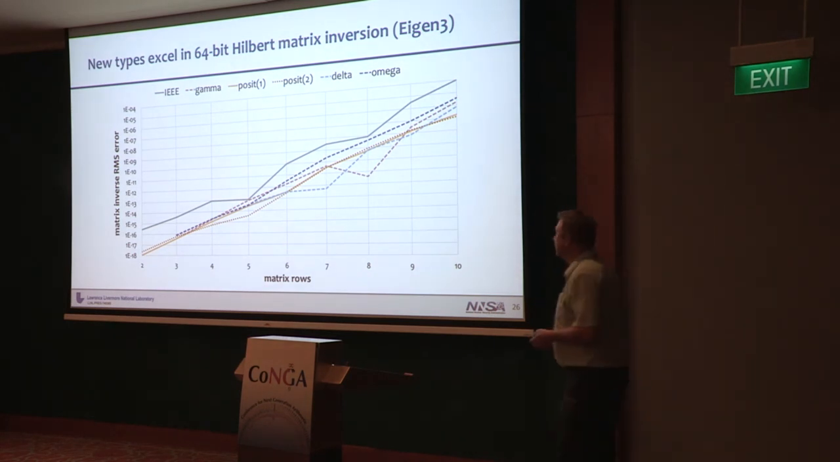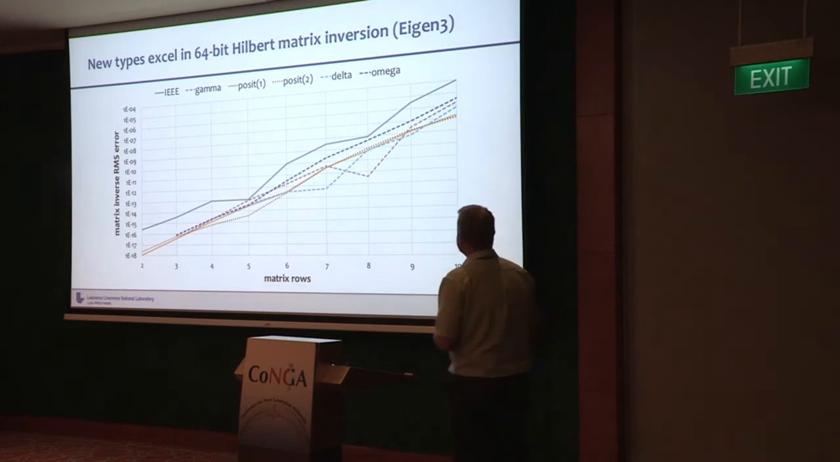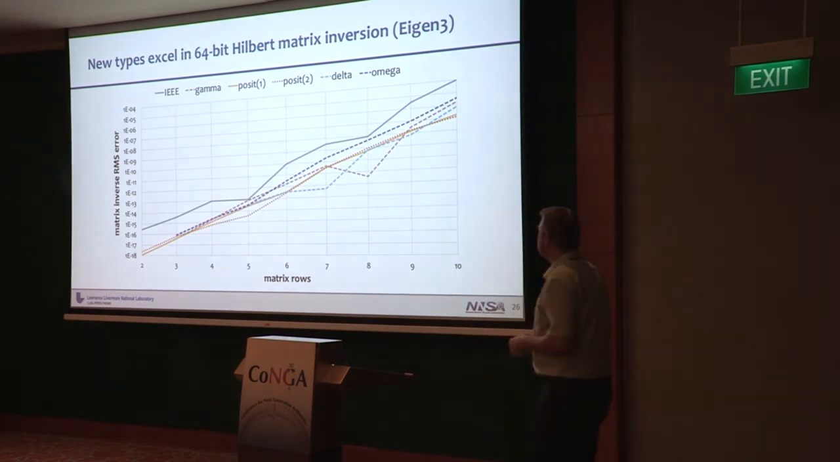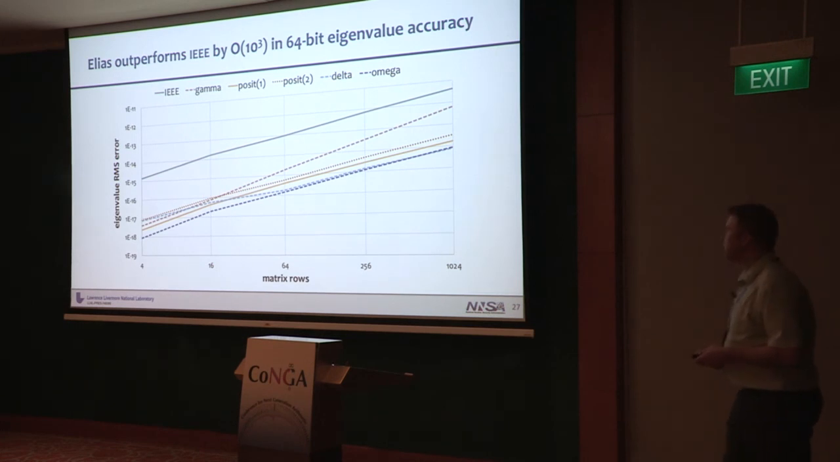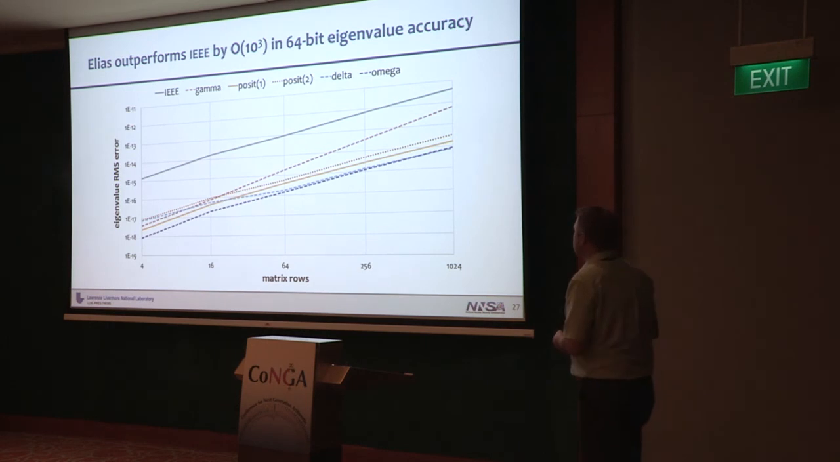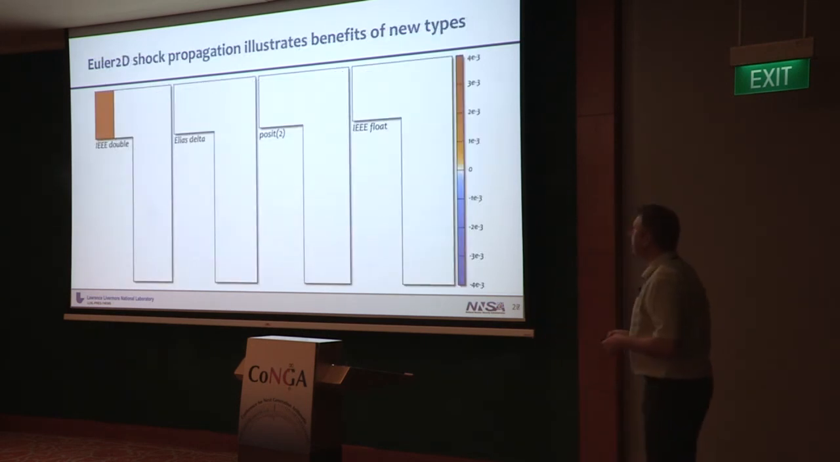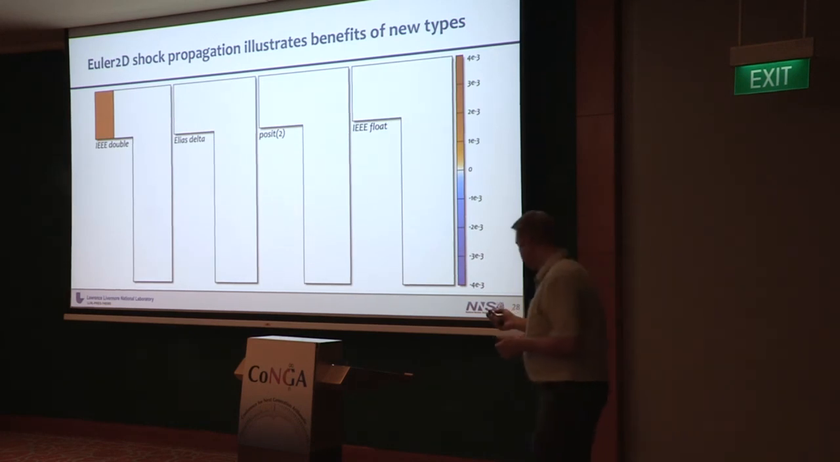We looked into matrix inversion, so we inverted Hilbert matrices, which are horribly ill-conditioned and really difficult to invert. What we're seeing here is that even for small matrices, the errors creep up fairly quickly. IEEE did worst among all of our types that we tested. The other ones did better. We looked at eigenvalue solvers, and what we're seeing here is that, once again, IEEE does about 3 orders of magnitude worse than these other representations. In this case, the Elias delta and omega did quite well. What I'm showing here is, I don't know if I'm going to be able to play this.